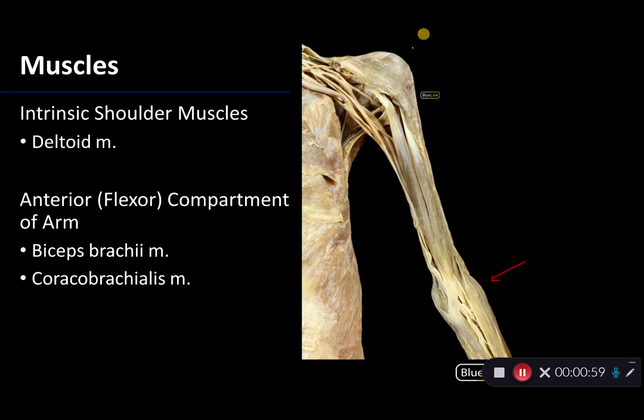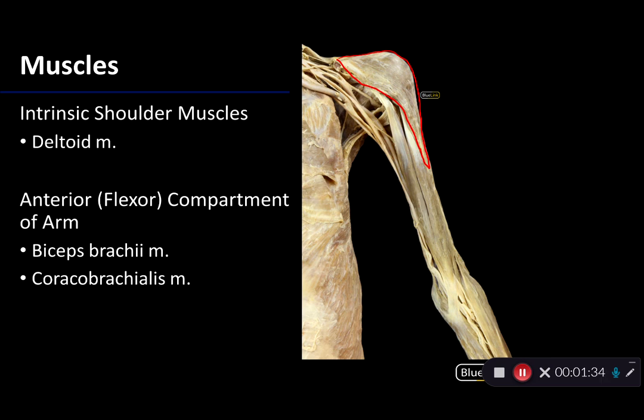The first muscle that I would like to draw your attention to is the deltoid muscle. The deltoid muscle is one of 6 intrinsic shoulder muscles. These are muscles that span the glenohumeral joint, connecting the scapula to the humerus. Now, I'm outlining in red the deltoid muscle here. There are actually 3 parts to the deltoid muscle.